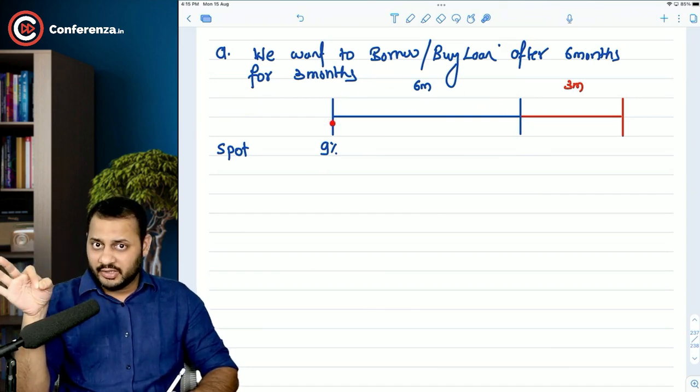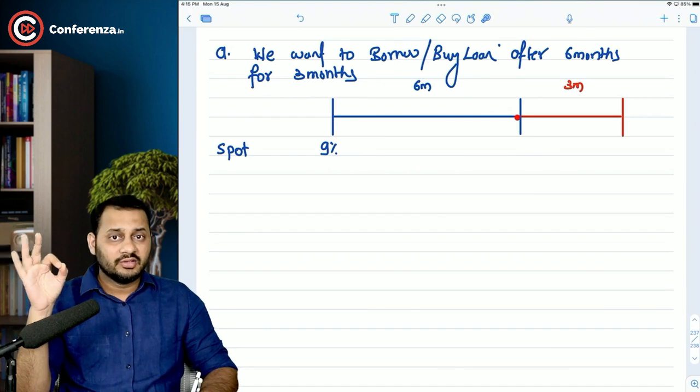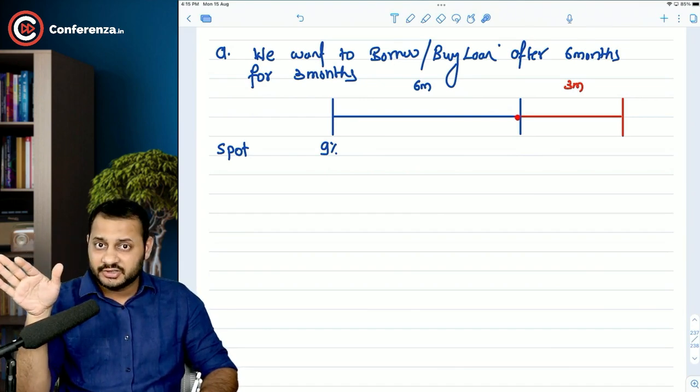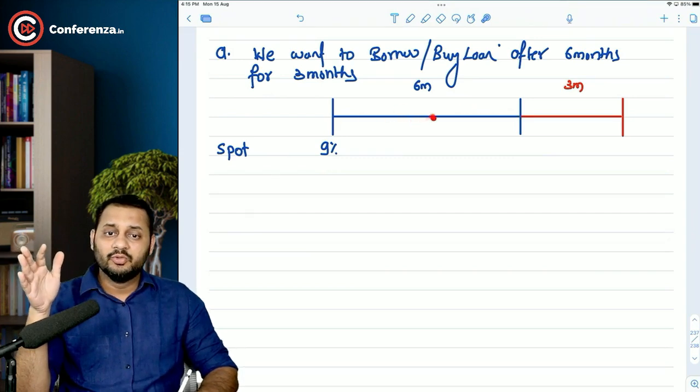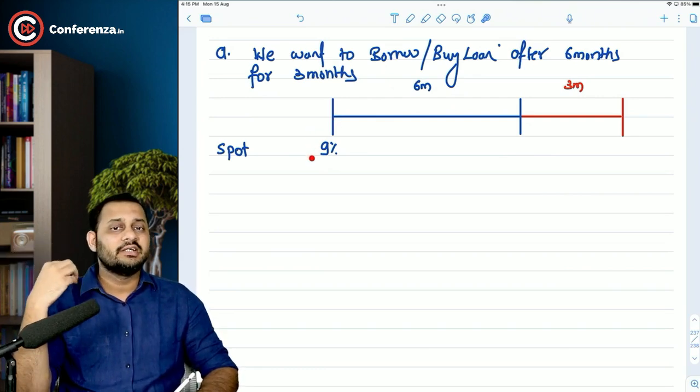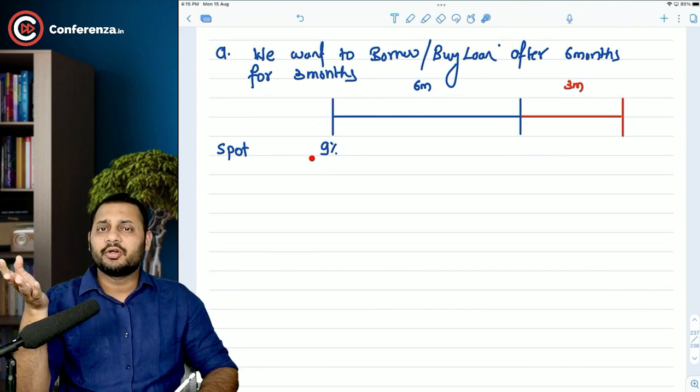Borrowing the money today and keeping it idle for 6 months is a worst financial decision, because you will be losing interest cost for this period. That will be a waste of money. So you don't want to borrow money today. That means this 9% is not for you. This 9% is not that important for you.